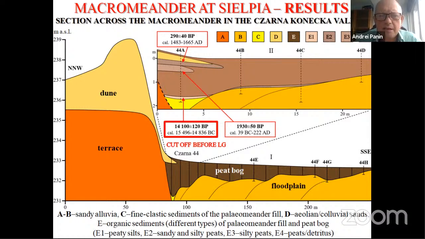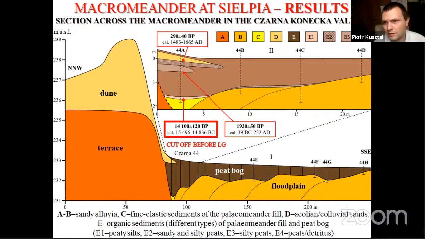And the other question is, what about the Younger Dryas? You still have meandering channel pattern in Younger Dryas? In Younger Dryas in this valley, yes, braided river, accumulation terrace, alluvial plain. In Younger Dryas there was a transformation of river pattern in the Czarna Konecka. What's the reason of channel pattern transformation? Why did it occur from large meanders to braided?